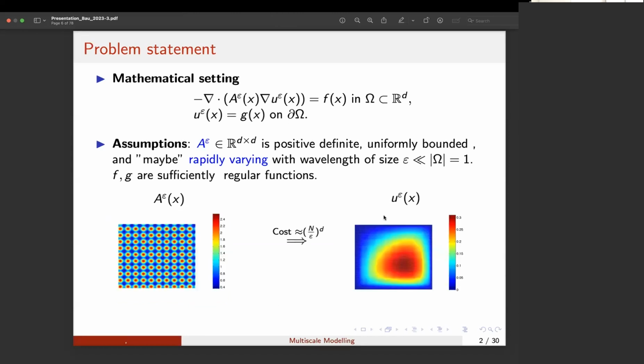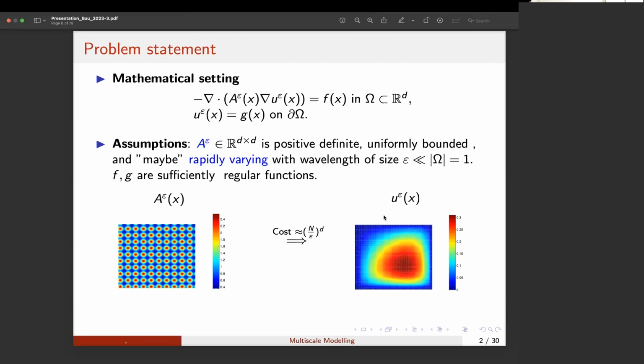Now, slightly going into numerics. Suppose that we have a coefficient a epsilon, and here the wavelength of the coefficient is denoted by epsilon. If you would like to solve this with standard numerical methods such as finite element or finite differences, then the cost scales as epsilon to the power minus d. And as epsilon gets smaller and smaller, this is tremendously expensive to solve.